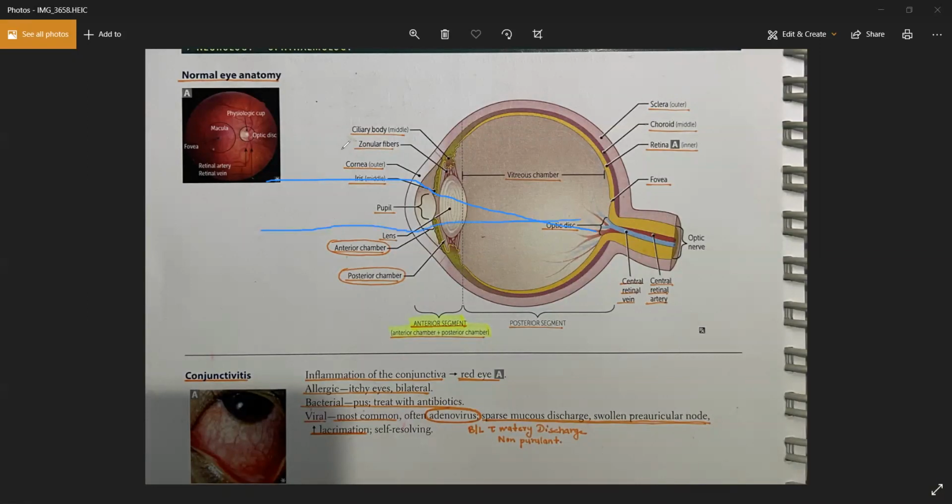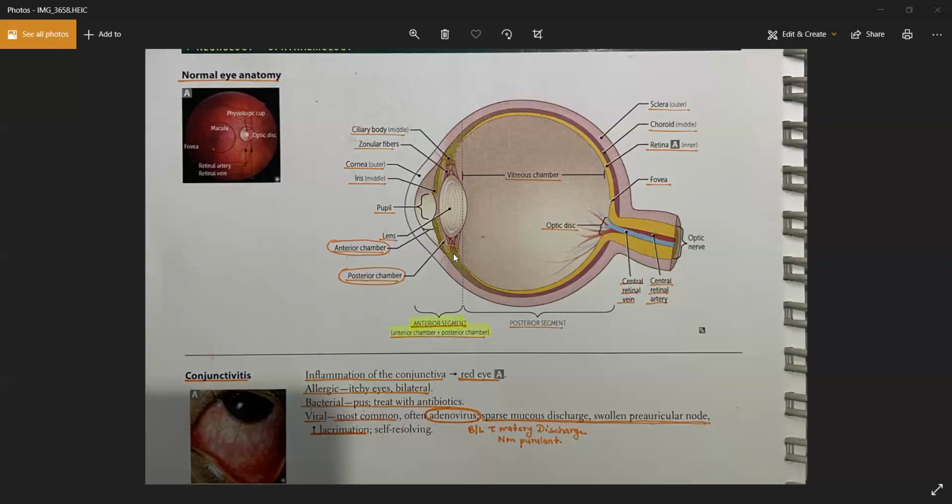So the major part of the light bending is done by the cornea only. Now when the aqueous humor forms, it will travel through the anterior segment, which is also divided into two parts, the anterior chamber and the posterior chamber. The part anterior to my iris is known as the anterior chamber, and the part posterior to my iris in front of my lens is known as the posterior chamber.